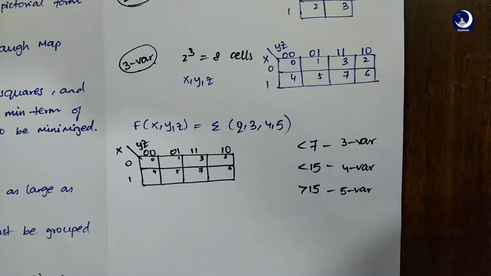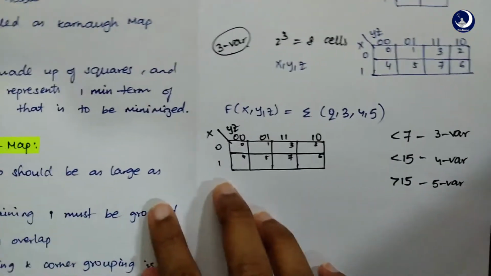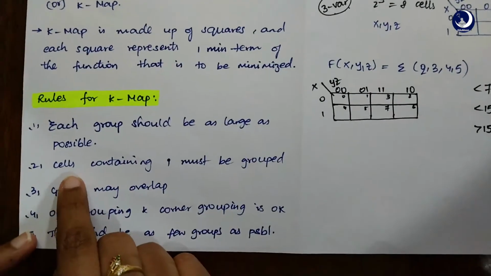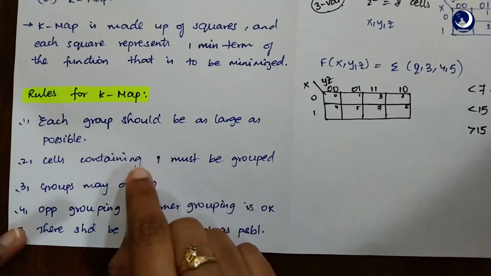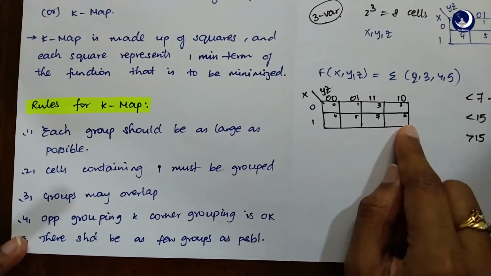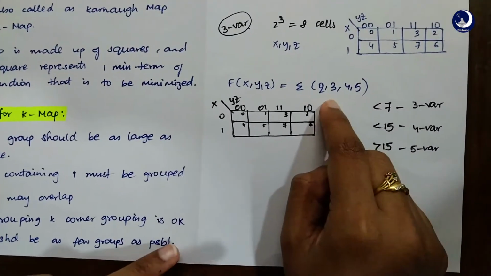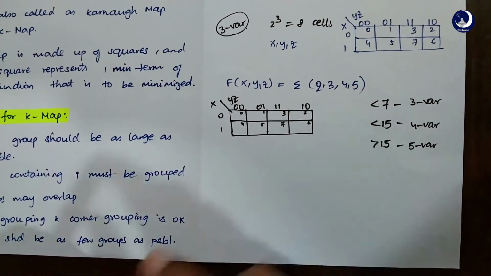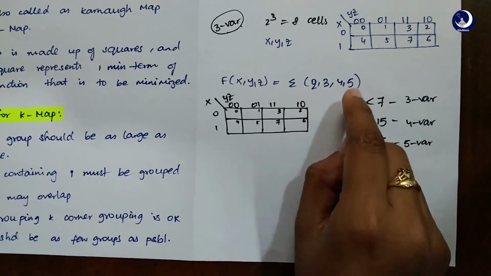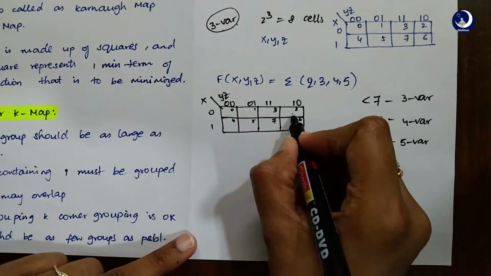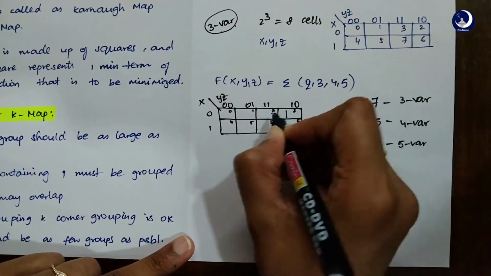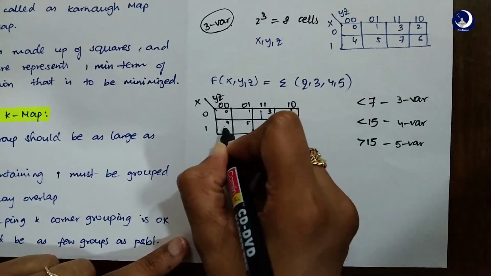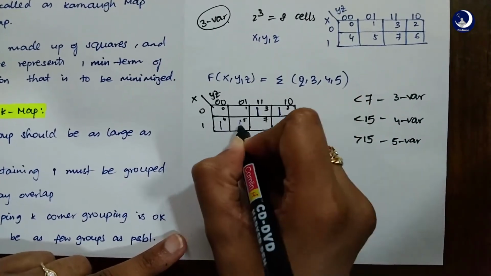Now according to the given question, and according to the rules, cells containing 1 must be grouped. Now how can we assign 1 in these cells? It is simple. According to the question, 2, 3 and 4, 5, we need to assign 1 to these corresponding cells. So this is the 2 cell, we are assigning a 1 here, 3 cell we are assigning a 1 here, 4 and 5 we are assigning 1 here.